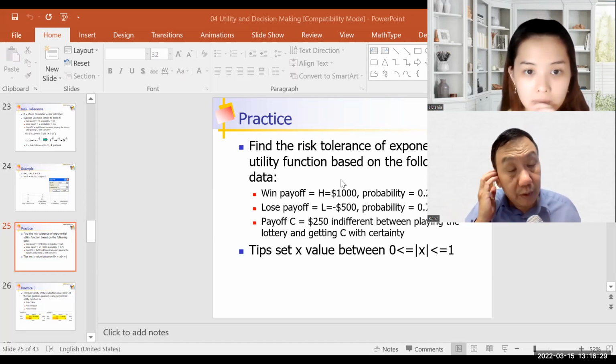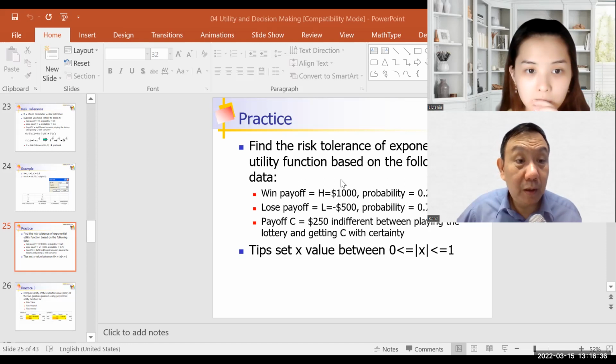Okay, first, based on the following data. The win payoff is 1,000, probability is 0.25. And then the lose payoff is negative 500, probability is 0.75. And then the payoff is positive 250. It is indifferent between playing the lottery and the certainty.